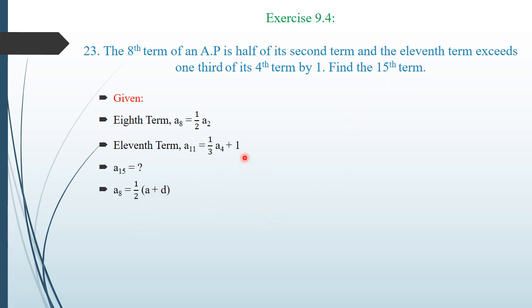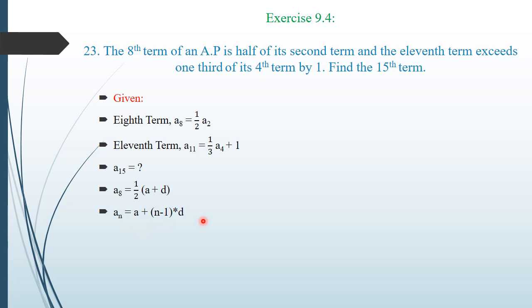In order to find the 15th term, I will first represent the 8th term as 1 by 2 times the second term. We know that the second term I can write as a plus d, which means if I add d to the first term I will get the second term. Therefore I will write the second term as a plus d. Therefore a8 I can write as 1 by 2 into (a plus d).